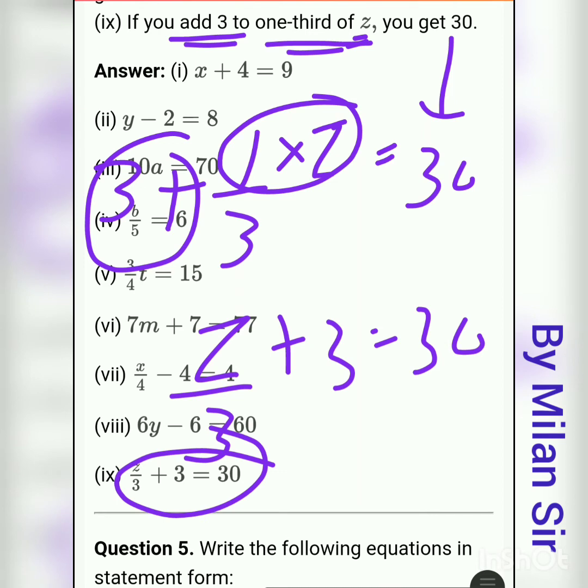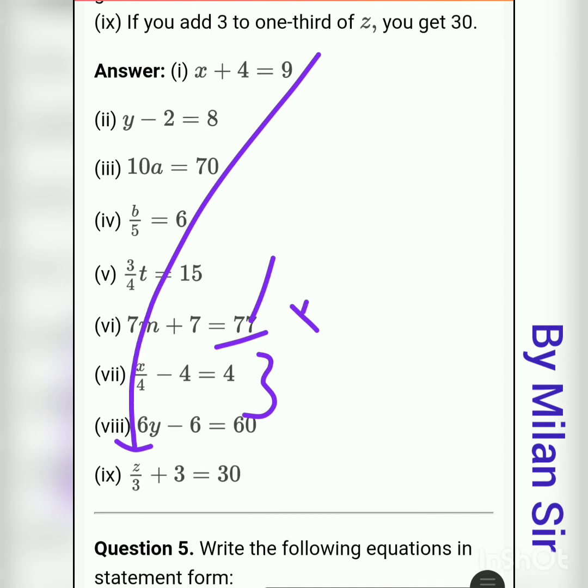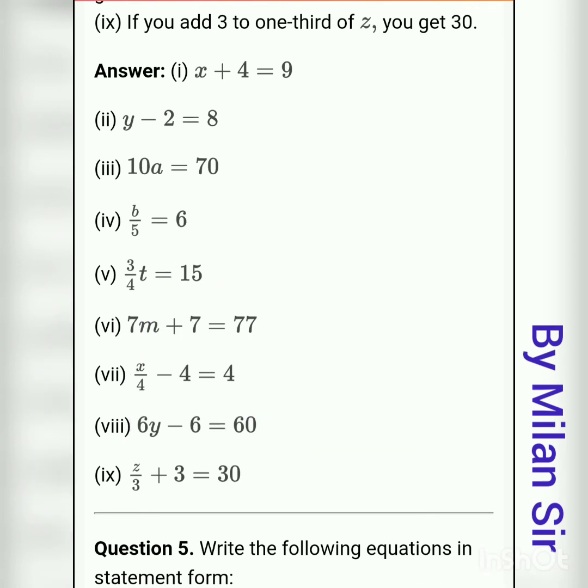In addition, we can change the order. 3 plus z by 3, otherwise z by 3 plus 3, both are the same. So add 3, plus 3, 1/3, 1 by 3 of z, z ones are z by 3 plus 3 is equal to 30. So in this way we can convert this statement into an equation.